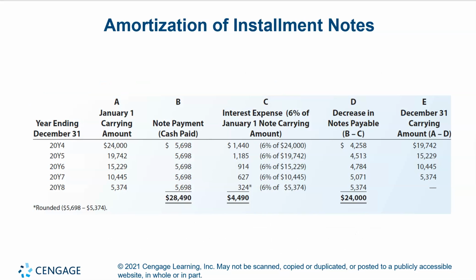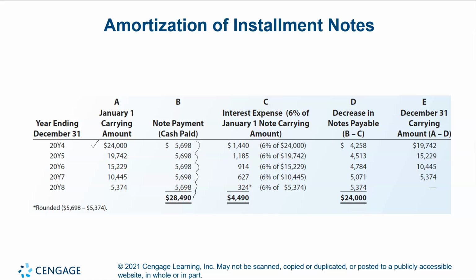This is called an amortization of installment notes, and it's going to help us make our journal entries. So when we first took this out, we had $24,000 that we had to pay back. Our cash payment will never change. Notice these are always the same. But what does change is the makeup of that $5,698.